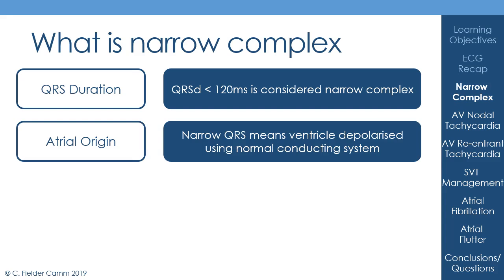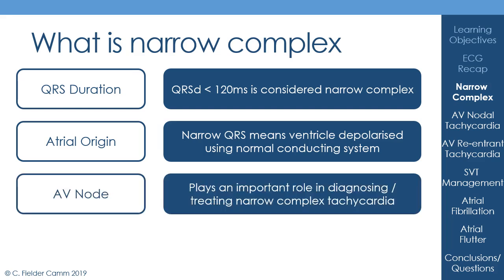Normally, the arrhythmia has to be of atrial origin, so that narrow QRS means that we're using that normal conducting system. The entry into that normal conducting system of the AV node His-Purkinje system is the AV node itself, and that's accessed via atrial depolarization. So normally these rhythms are atrial rhythms.